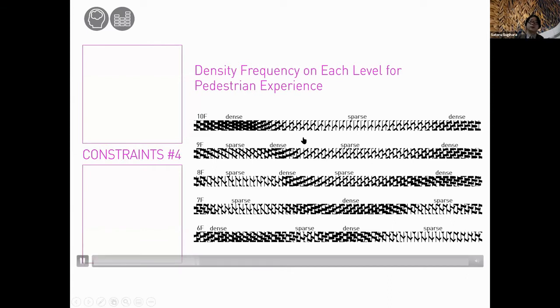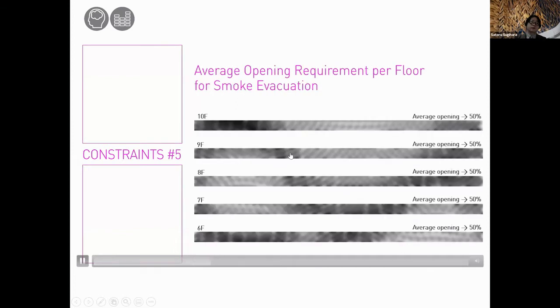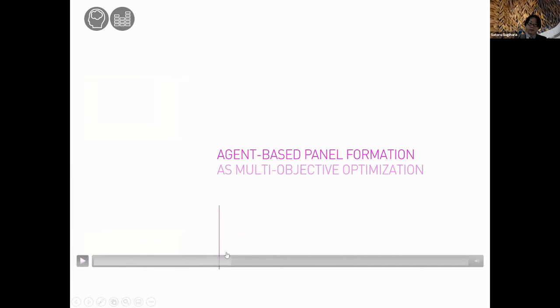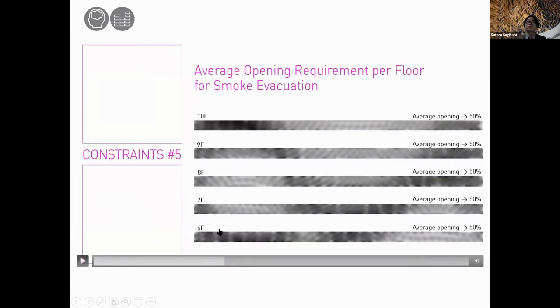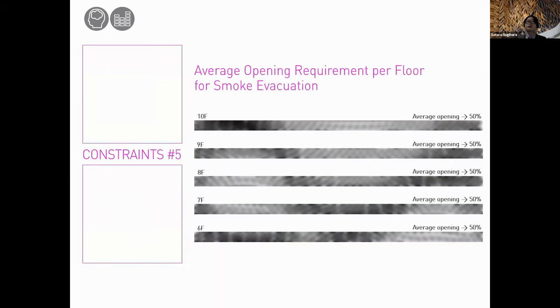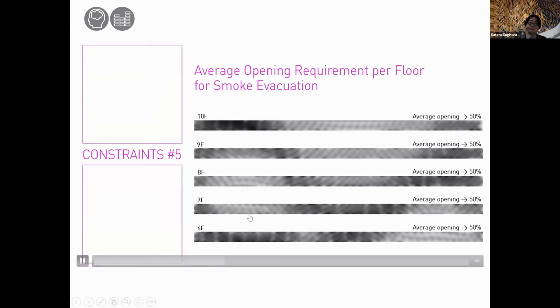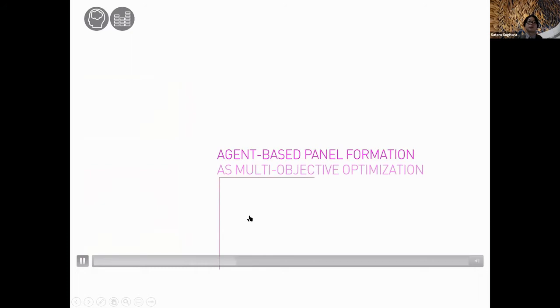But another constraint is a really hard constraint coming from regulation, which is smoke back. Each panel cannot be closed more than 50% in case of fire. So that's a regulation, and that's another constraint to solve in the design.